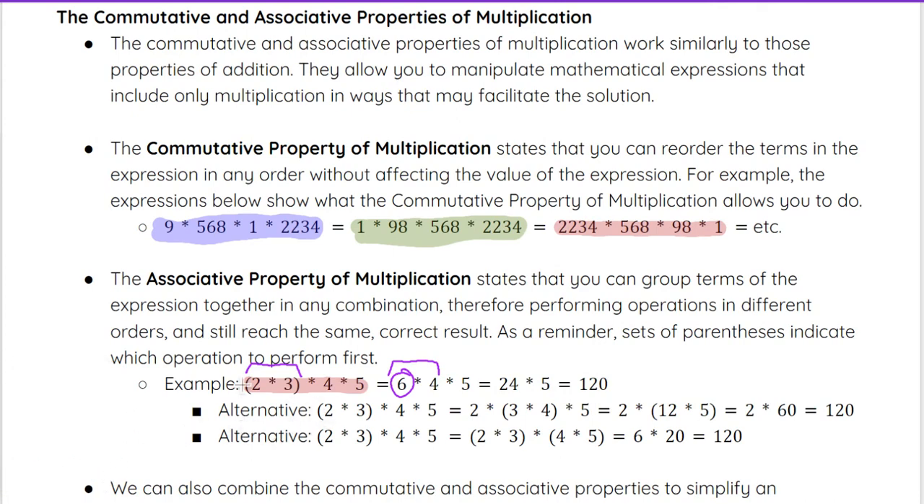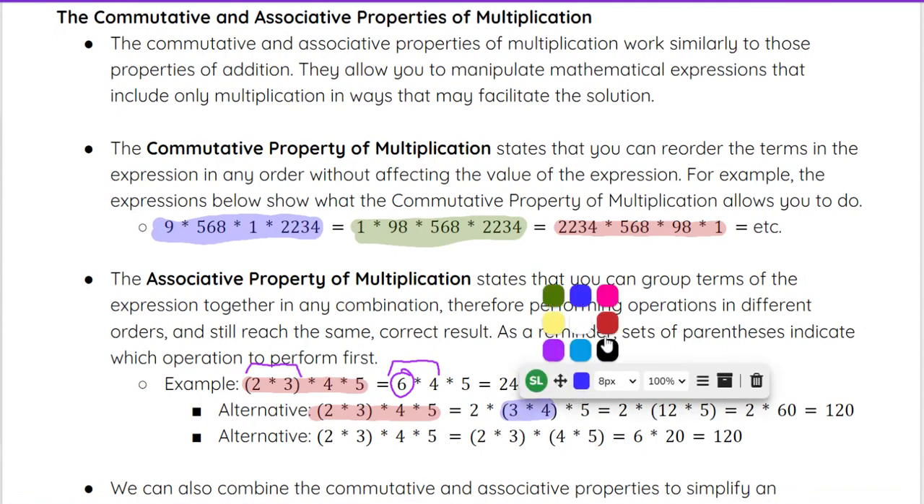Now, alternatively, we could rewrite this same thing. So this next part here is originally what we started with, but we could rewrite it a different way. We could change the parentheses so that 3 times 4 comes first. And so we keep the 2 and we keep the 5 at the end, but do 3 times 4 first instead. You will get the same answer if you follow that.